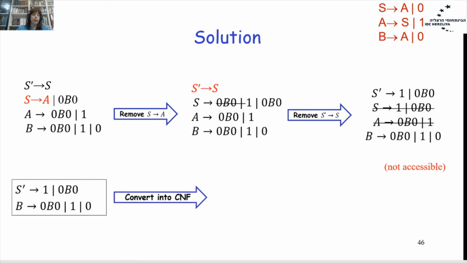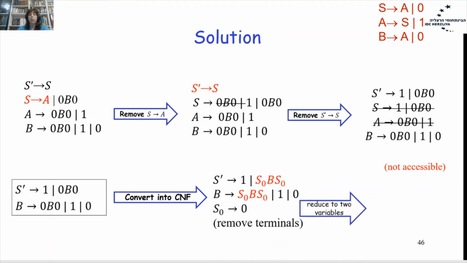So now let's try to convert this grammar to the Chomsky normal form. Once again, we are looking at all the rules where we have two or more elements. We replace each terminal symbol by a new variable called, let's say for 0 it will be S0, for 1 it can be S1, but we don't need S1. So we rewrite the grammar.